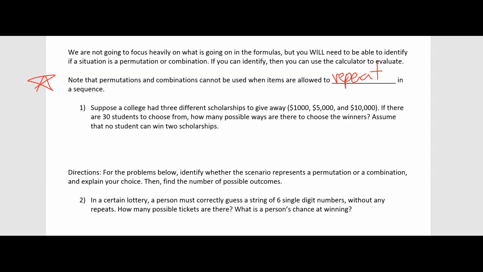Permutations and combinations, they're used when you're selecting a certain amount of items. Those could be numbers, those could be people, from an overall number of items. So, you've got 40 items, you're going to select 5 of them. Well, all 5 of those can't be the same one. They're going to have to be 5 different ones. In our lottery ticket, the numbers all had to be different. They couldn't be the same. So if you're allowed to repeat, you're going to have to stay away from permutations and combinations and use the fundamental counting principle.